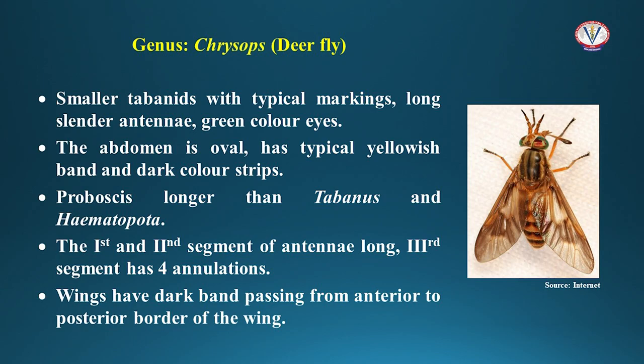Genus Chrysops, or the deer fly. They are smaller tabanids with typical markings, long cylindrical antenna, and green colored eyes. The abdomen is oval and has typical yellowish bands and dark colored stripes. Proboscis is longer than in Tabanus and Hematopoda. The first and second segments of the antenna are long, and the third segment has four annulations. Wings have a dark band passing from anterior to posterior border of the wing.